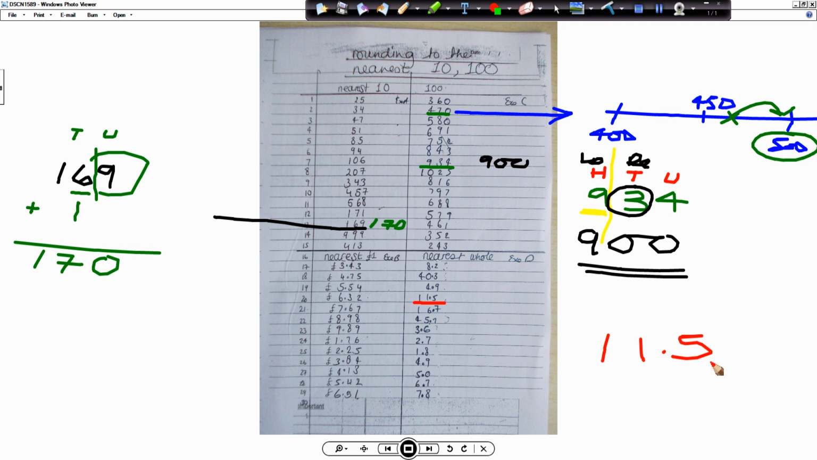Where's the whole number? The whole number is here. Units, tens. So we look at this number here. Is this 5 or more? Yes, it is. So what do we do to the 1? Add 1. So 11 add 1 is equal to 12. We don't go any further than the decimal point. So 11.5 rounded to the nearest whole number gives us an answer of 12.